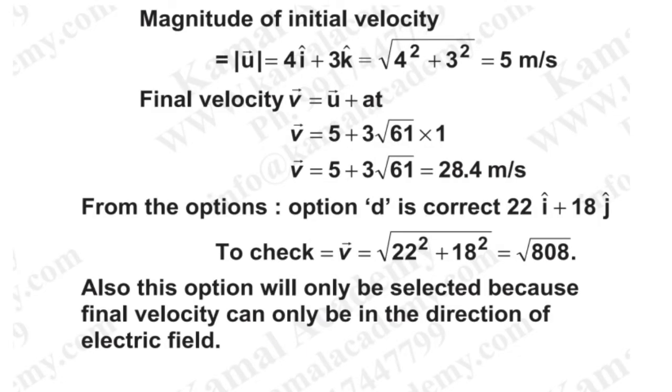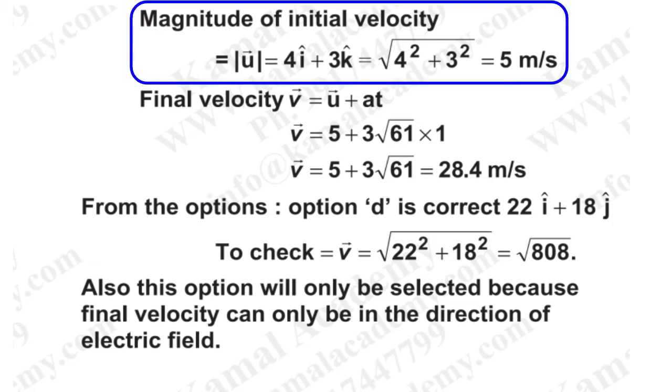Now in the question initial velocity is given, so we can determine its magnitude. So initial velocity is 4 i cap plus 3 k cap, so its magnitude becomes under root 4 square plus 3 square, which is 5 meter per second. So substituting the value of initial velocity, acceleration and time, we can determine the final velocity v as 5 plus 3 root 61, which works out to be 28.4 meter per second.